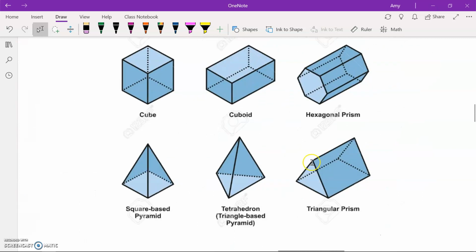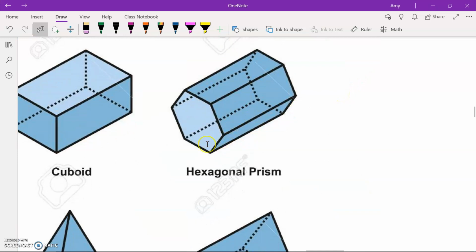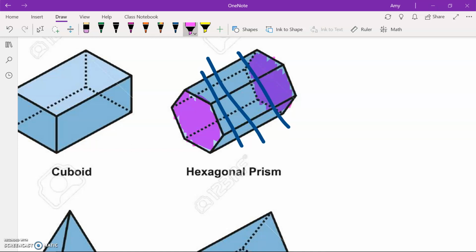But let's look at these prisms. Look at this hexagonal prism, for example. The base is not going to be that rectangle on the bottom. Because as you go up the figure, if you kept taking slices out of that shape, you wouldn't get that exact same rectangle. Instead, the base is going to be this side. Because if I took a slice here and here and here, all of those slices would show me that exact same hexagon. So those are my two bases.